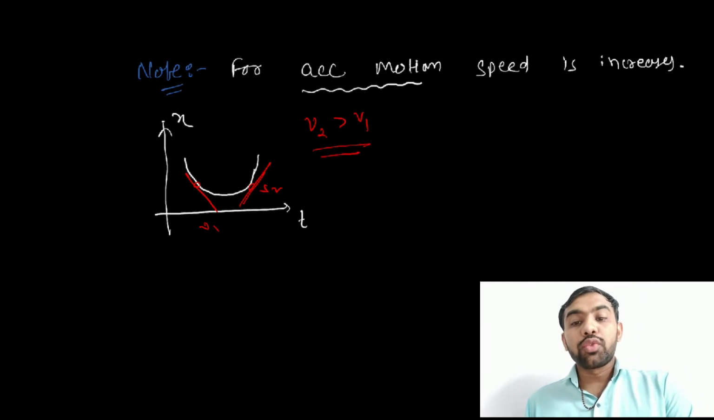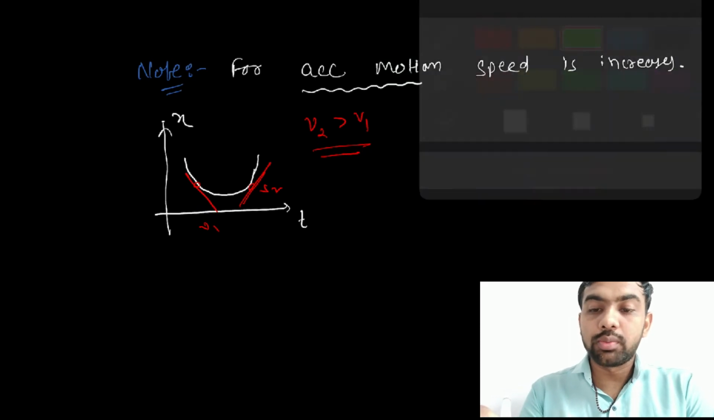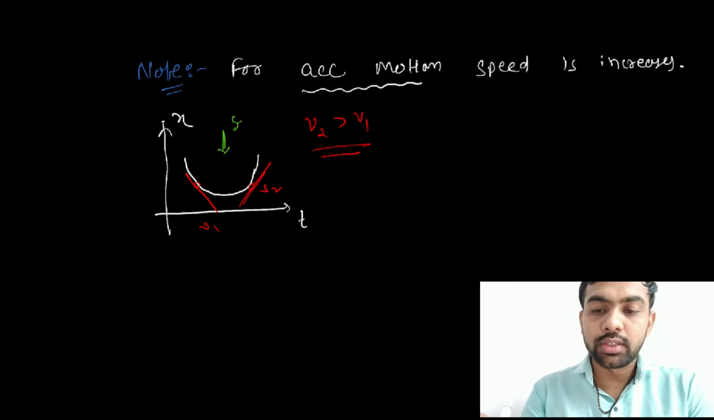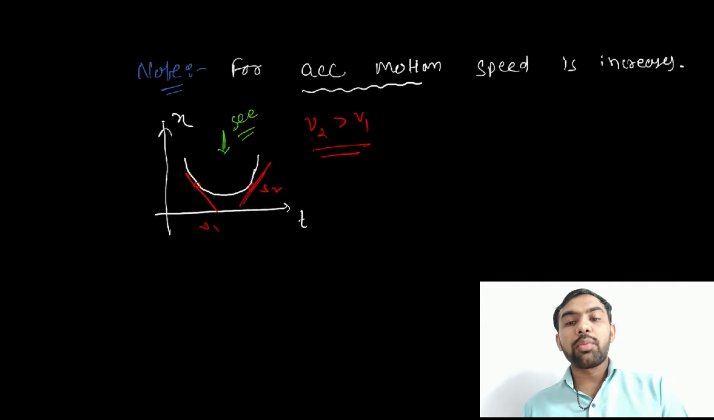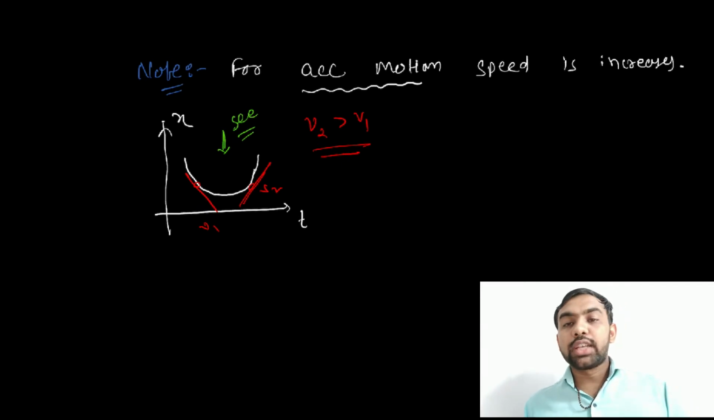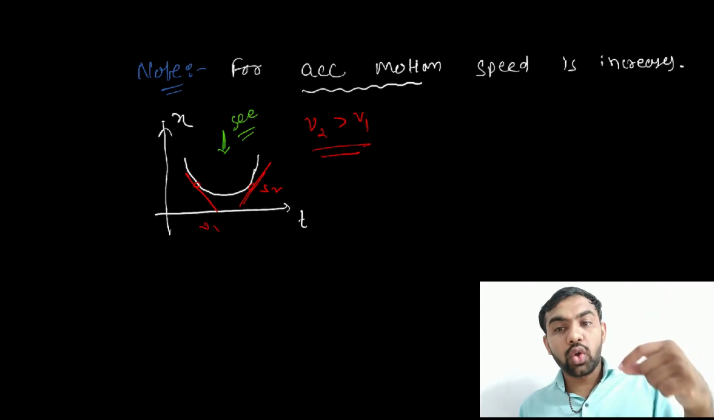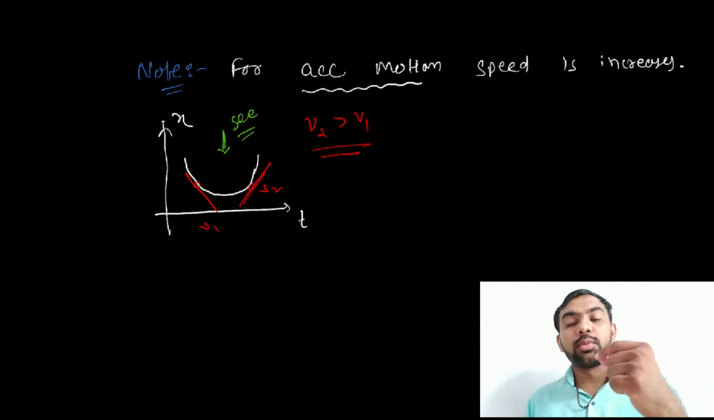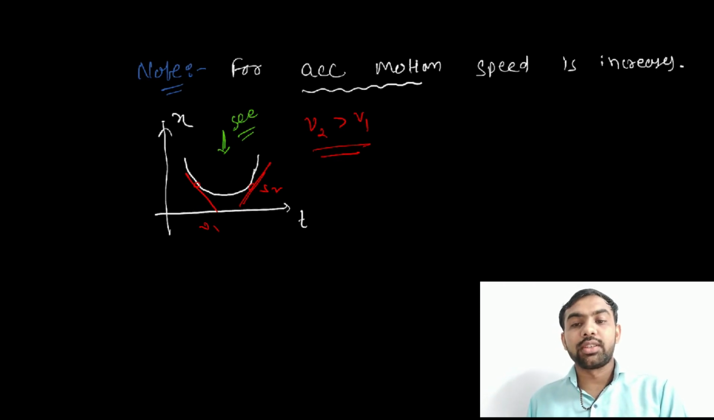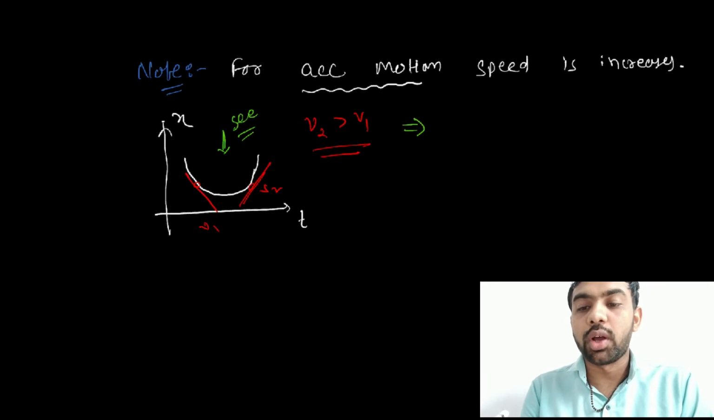अभी हमने समझा. Now in this graph, if you observe it from the top, the shape of the graph is concave. If the x versus t graph is concave from the top side, then this motion is accelerating motion, which means positive acceleration.